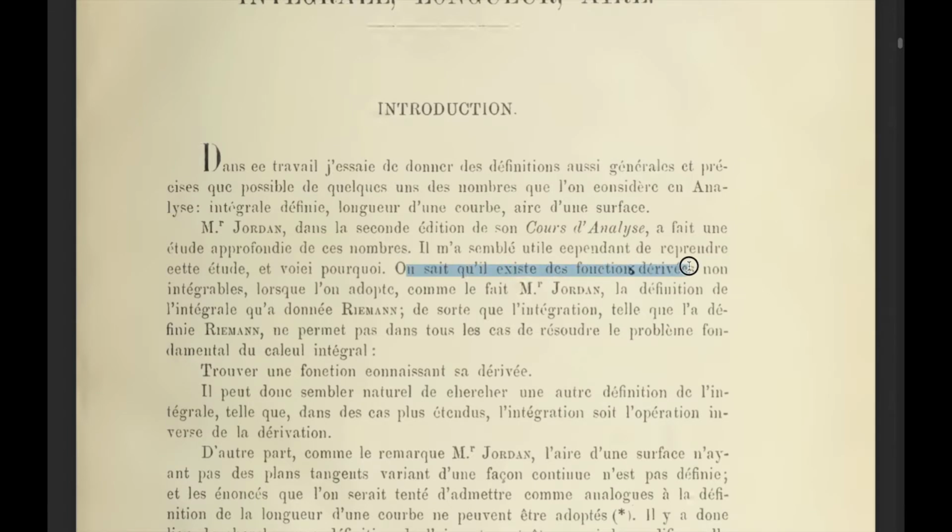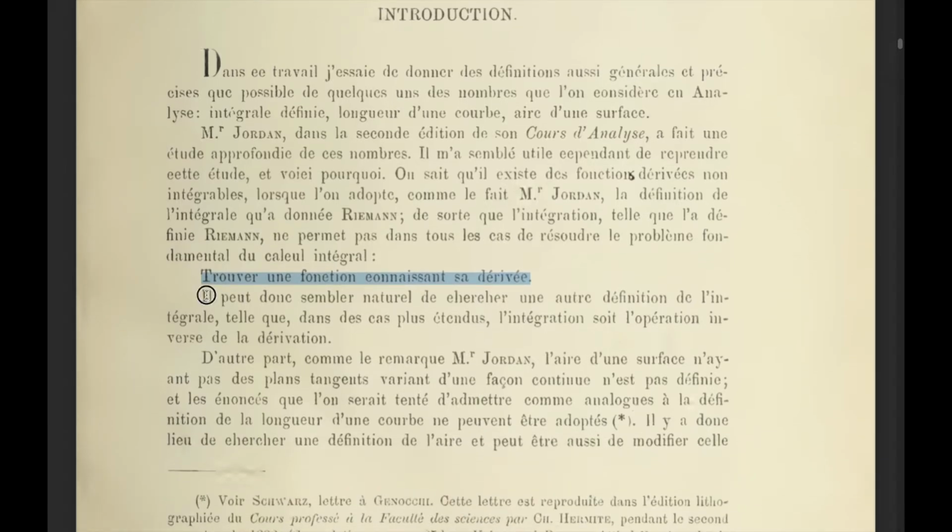One knows that there exist derived functions that are not integrable when one adopts, like Mr. Jordan, the definition of the integral given by Riemann. The kind of integration defined by Riemann does not permit in all cases the solution to the fundamental problem of calculus, which is to find a function from its derivative. So it seems natural then to search, that's chercher, to search for another definition of the integral, in which in more cases, integration can be the inverse operation of derivation. So there it is, that's pretty cool.